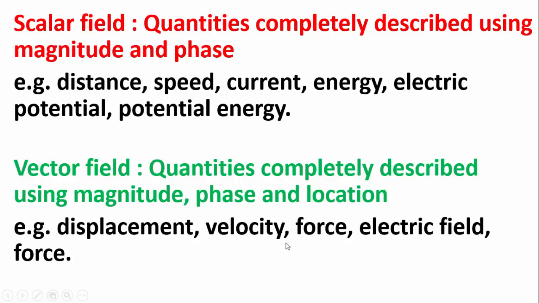Second type, vector field. The quantities which can be completely described using magnitude and direction. That means in these fields, the direction of the field is very important. Okay. Example, displacement. Velocity, a direction is very important. Force, electric field. So this is the basic difference between scalar field and vector field. Let us move forward.